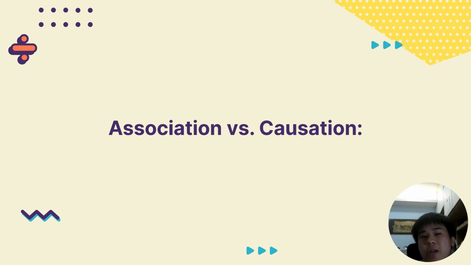For association, it refers to any relationship between two variables where changes in one variable are related to the changes in another. So they're related. This relationship can be observed through statistical measures or visualization, such as the correlation coefficient and scatter plot, which is the easiest way to do it.